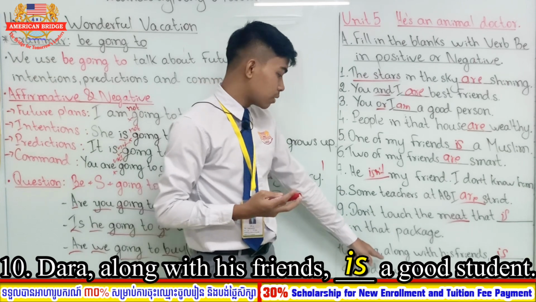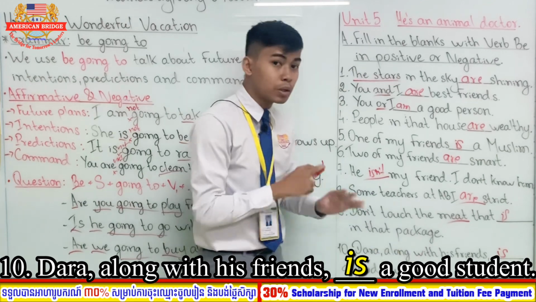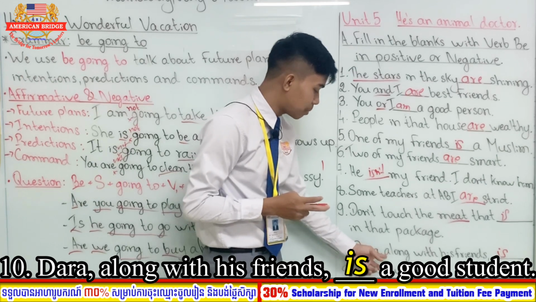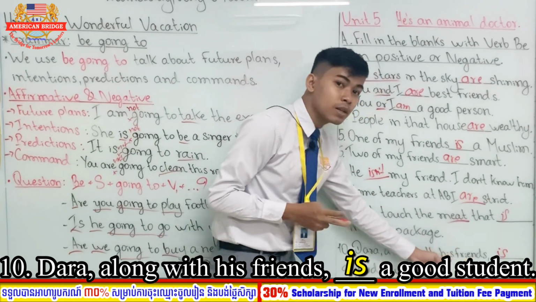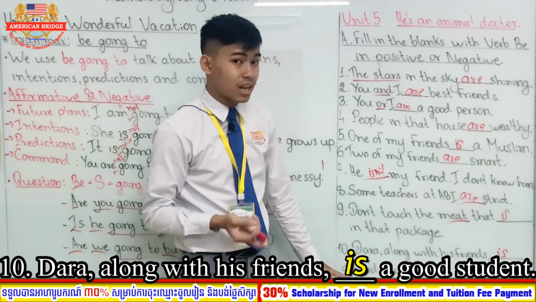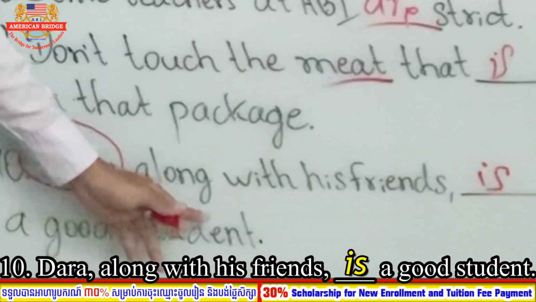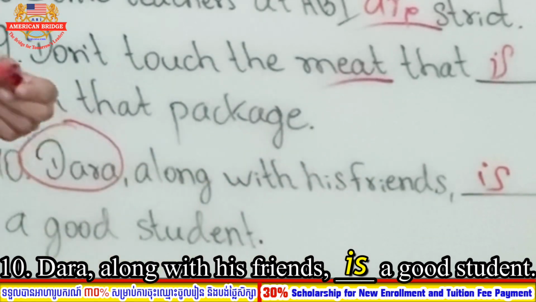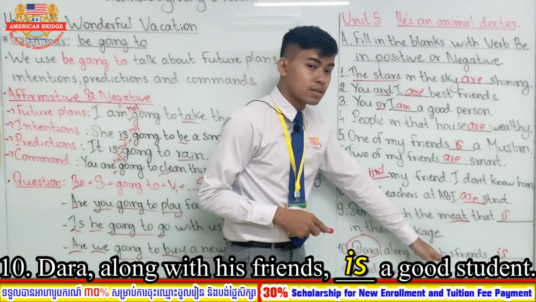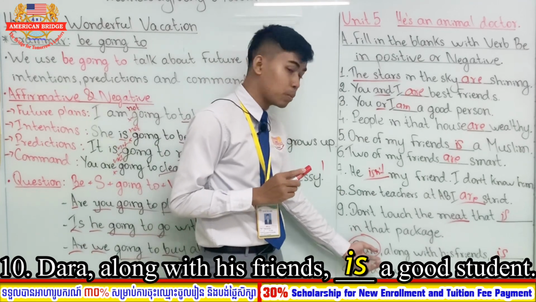Remember, when you see the words along with or as well as in the comma here, we don't care. What we need to care about is the subject in front here. Okay, we don't care about the things in this comma. So don't be confused. Dara, along with his friends, is a good student, not are, because we only focus on the subject Dara here. We don't focus on the things in the comma here. Remember, as well as or along with. Example, Dara as well as his friends is a good student, not are, because we want to talk only about Dara because we put a comma here.